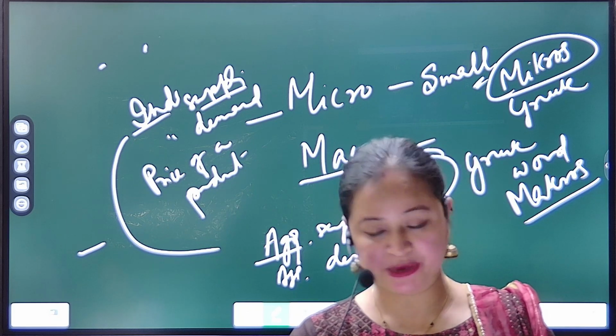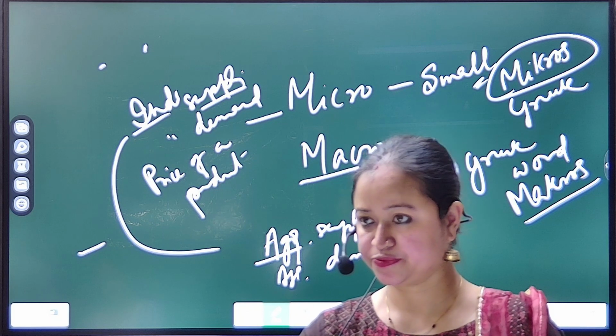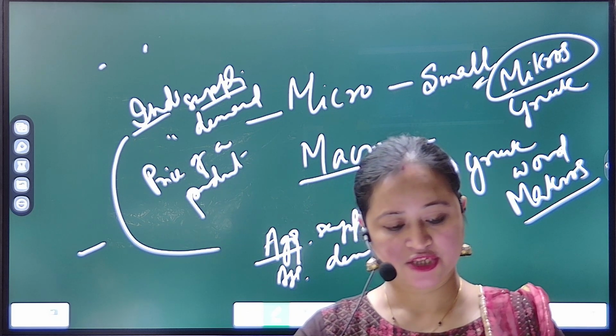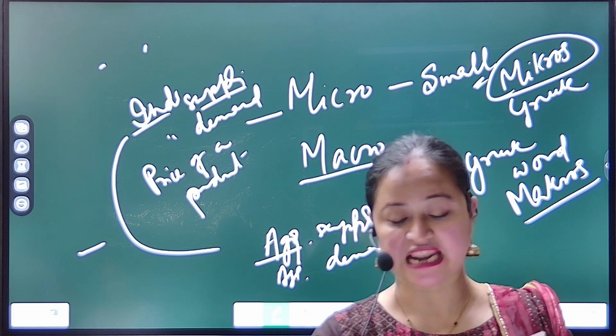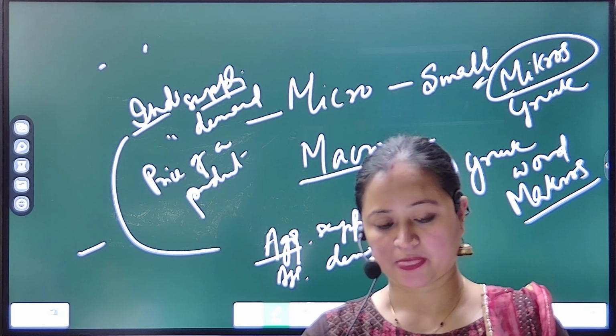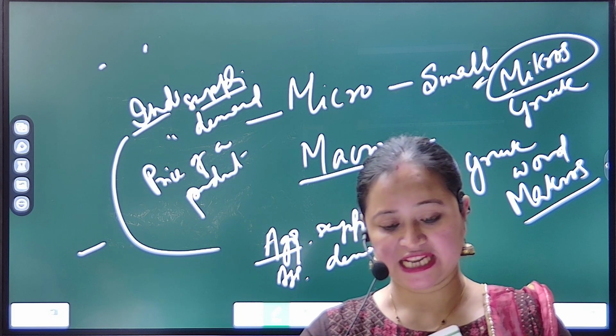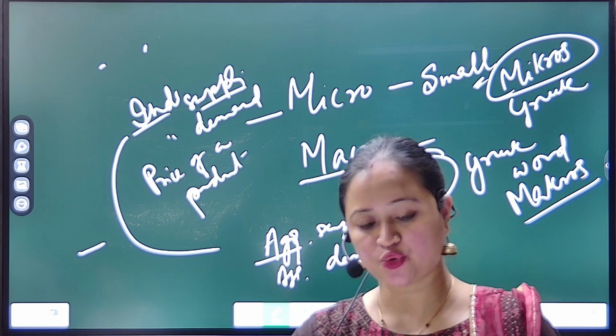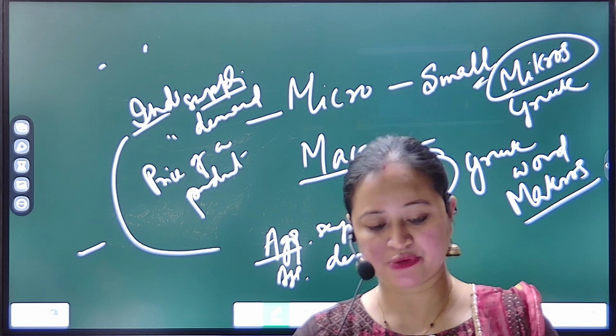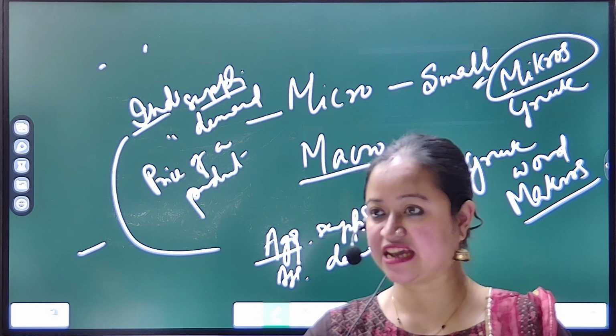Now move on to page number 10, macro. The word macro is derived from the Greek word makros, which means large or very big. Here, it doesn't deal with individual units, it deals with aggregates, totals and averages. So the example here, we can say, is national income.